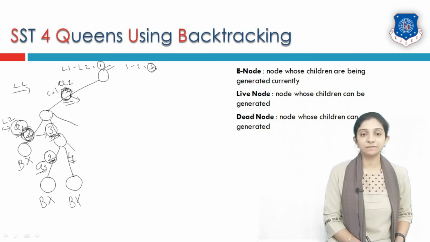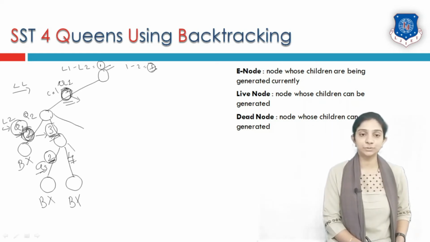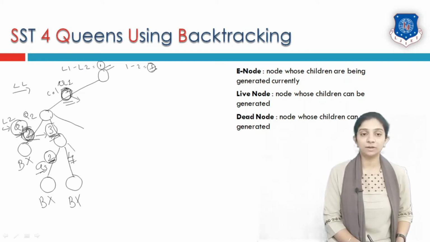And we will try some other option for our queen number 2. This is your queen number 2. Now for queen number 2, we have already tried column number 2 and column number 3. So we will try column number 4 in this case. Now the difference between these two levels is 1 and the difference between the column numbers is 3. So the level difference is not equal to the column difference. So we can start growing our tree in this particular branch.